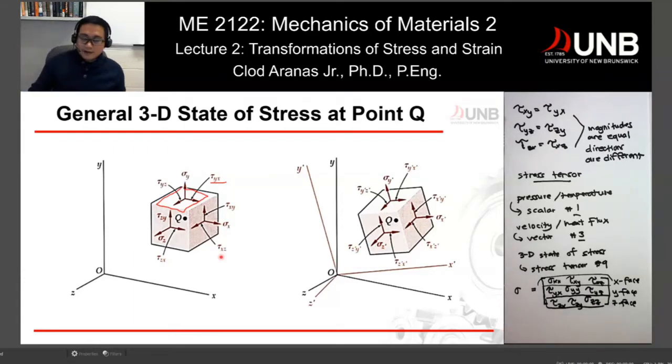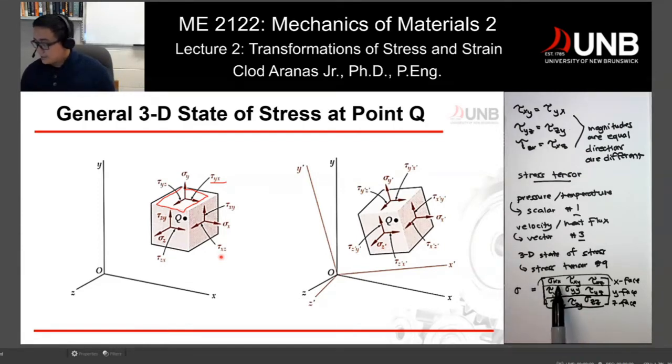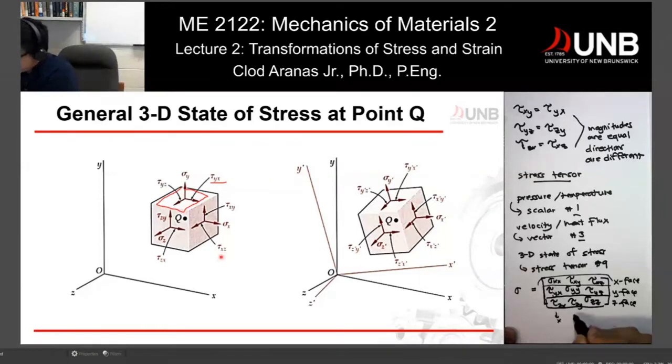Now, how about from top to bottom? If we check from top to bottom, it's also arranged in a systematic way. You can see the second subscript: x, x, and x, which means that this group refers to the x direction in terms of stress. So this would be for x, that would be for y, and that would be for z.